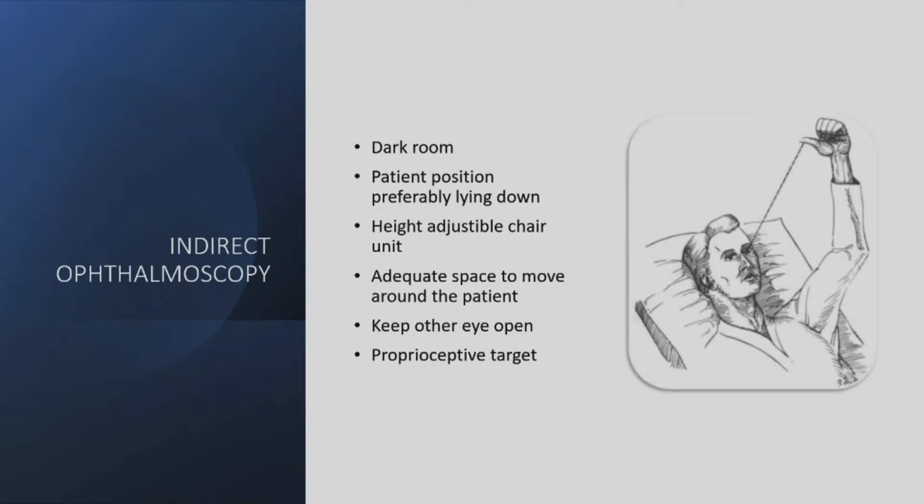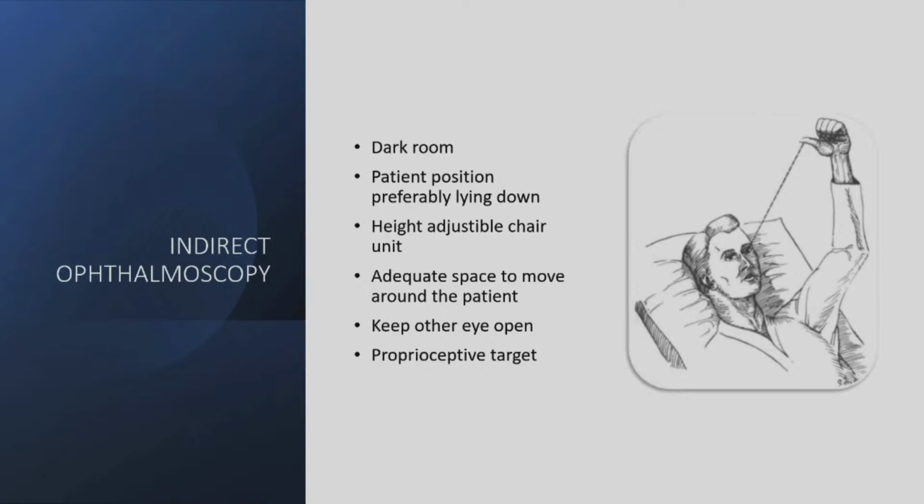And preferably if you have a height adjustable chair unit, it will save your own back, because bending over a patient and trying to see will cause you very severe back pain in the long run. And then adequate space to move around the patient, because the table should not be towards the wall, as then the examination will become very difficult. There should be adequate space on either side of the patient's head for you to see all quadrants.